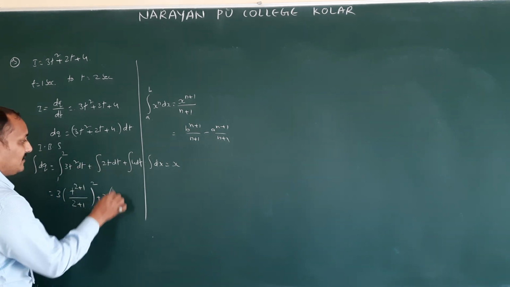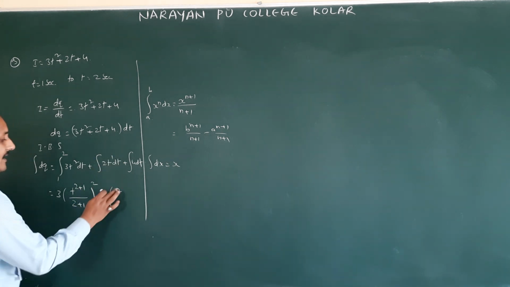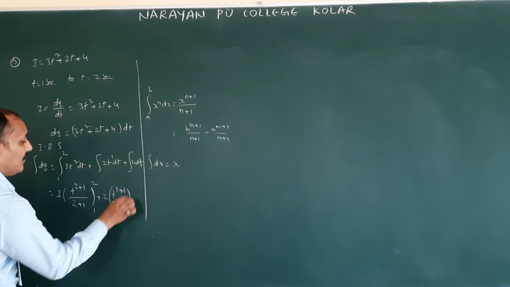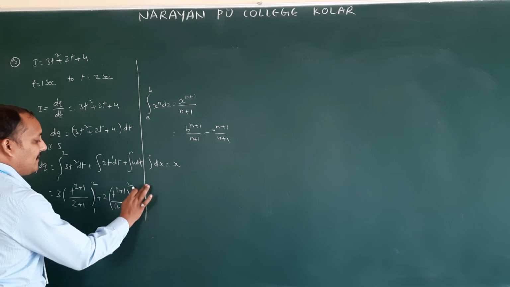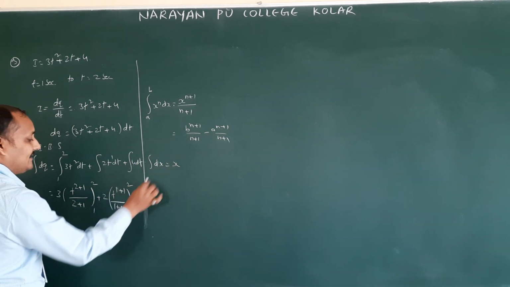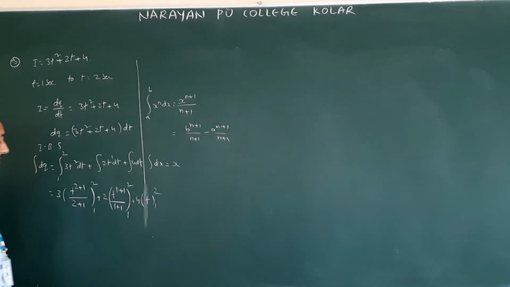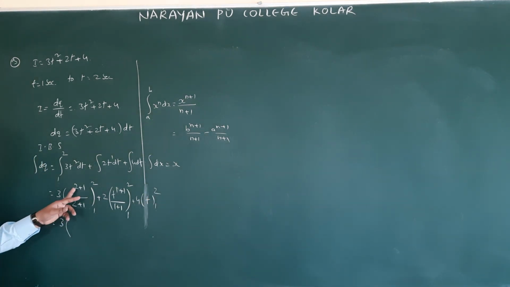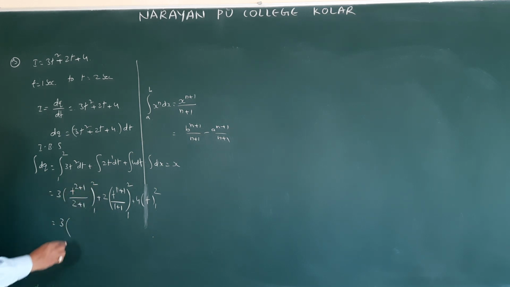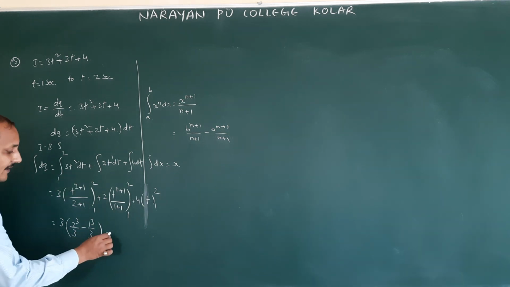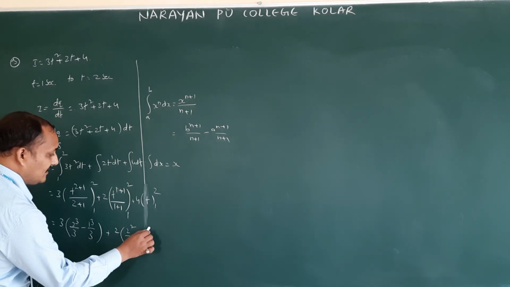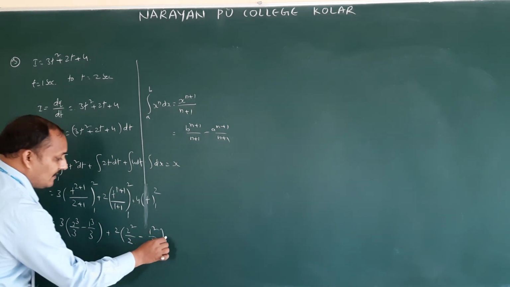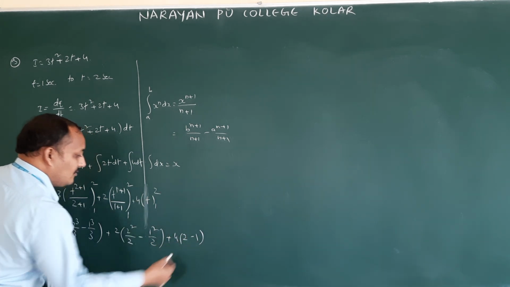Here 2 is constant outside, t power 1 is there, therefore t power 1 plus 1 by 1 plus 1 between the limits 1 to 2, plus 4 is constant. Outside you can write dt. Integral dx is x, therefore integral dt is t. Okay. So 3, here t cube. T cube means first we have to substitute upper limit. So 2 cube by 3 minus 1 cube by 3 plus the t square is there, 2 square by 2 minus 1 square by 2 plus 4 into 2 minus 1.